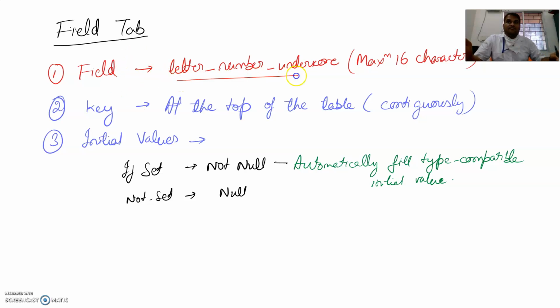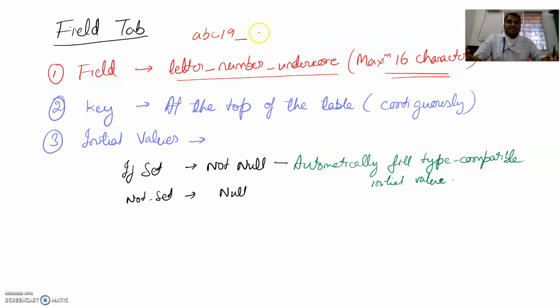Now the fields, let us take the field that we choose. The maximum number of characters for a field name is 16, and you can use letters like the alphabet A, B, C, then words, letters, numbers like ABC, 1 to 9, and you can use an underscore.